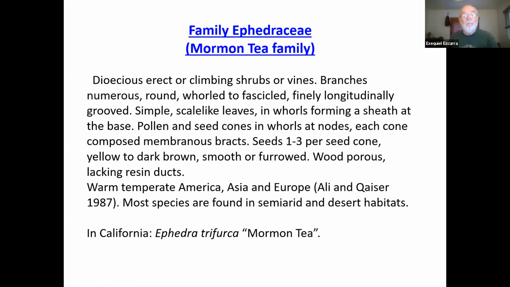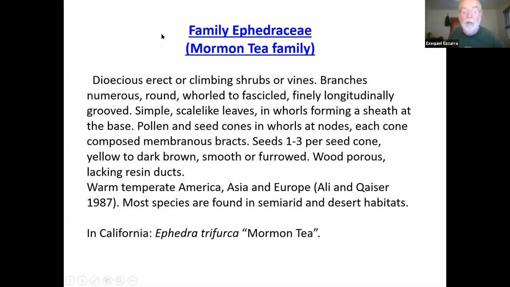And we're almost done. The last family in the gymnosperms is not trees, but really shrubs or vines. The family Ephedraceae, known as the Mormon tea. You will not see it in the wet part of California, but you will see it in large numbers in the California desert. So if you go to Palm Desert, or to Death Valley, you will see Mormon tea there.